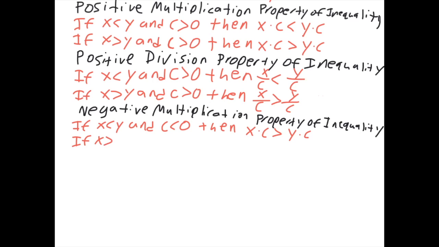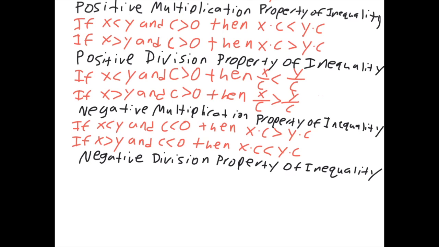If x is greater than y and c is less than 0, then x times c is less than y times c. Again, multiplied by a negative number, so we change the sign.